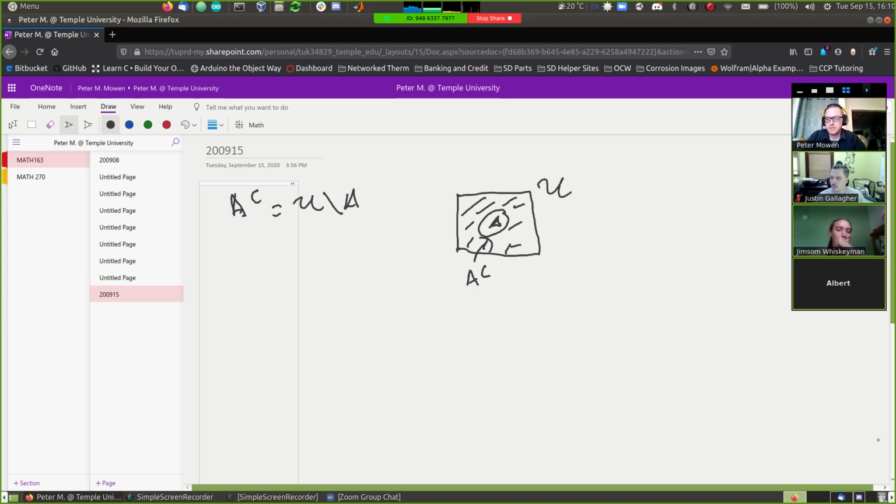Yep, because the empty set is the set that doesn't have anything in it, and the universal set is the set that has everything in it. So the empty set complement is the universal set, and the universal set complement is equal to the empty set.